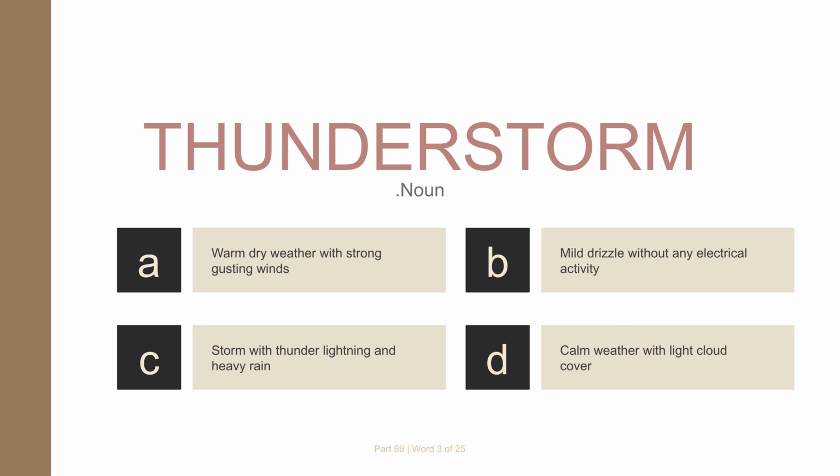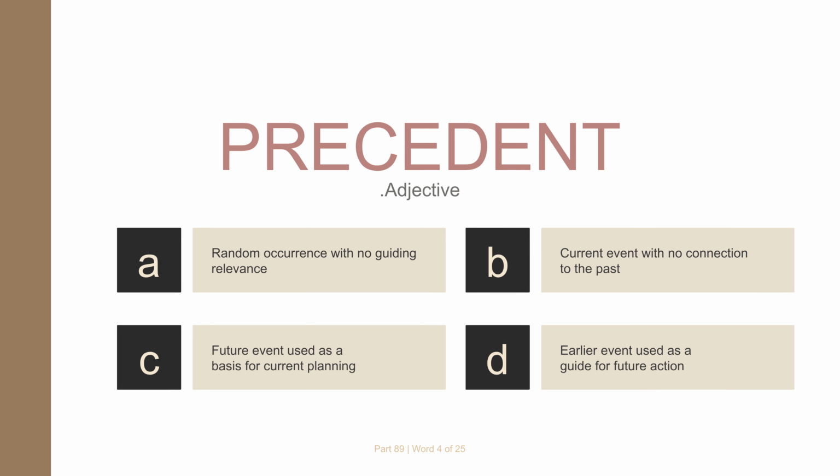Option A. Random occurrence with no guiding relevance. Option B. Current event with no connection to the past. Option C. Future event used as a basis for current planning. Option D. Earlier event used as a guide for future action.